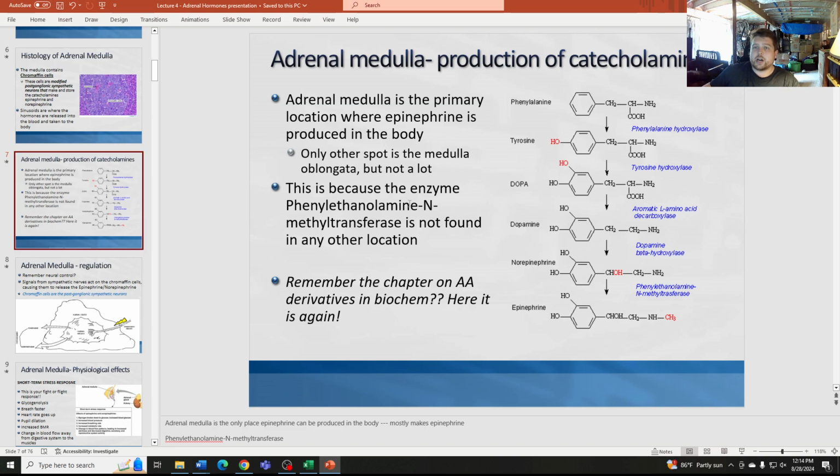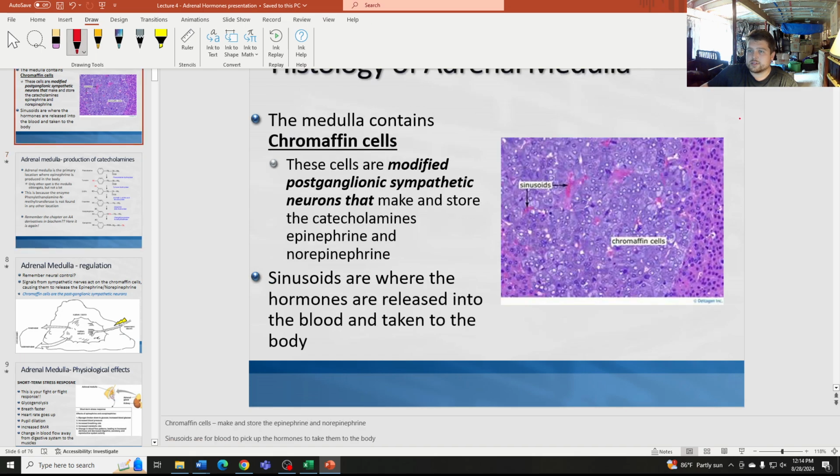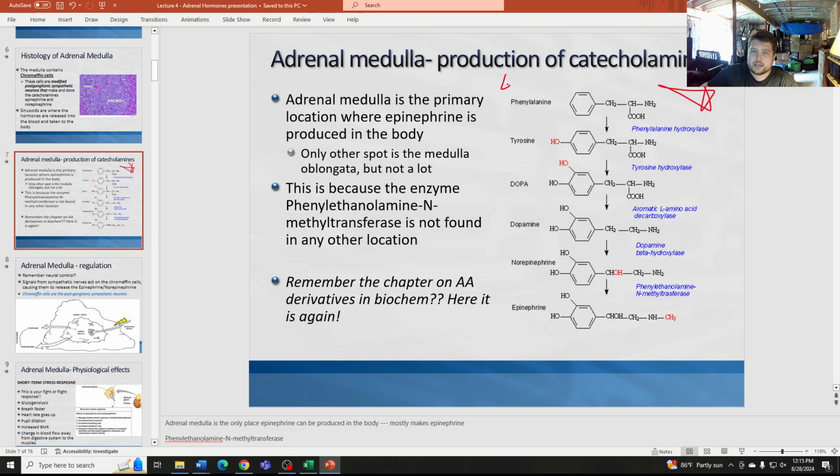Looking at the production of catecholamines, this is looking back at our biochemistry knowledge. When we look at the amino acid derivatives from biochemistry, here is where we're seeing all of this. Our phenylalanine, our tyrosine, and this whole cascade, going from phenylalanine to tyrosine to dopa to dopamine. This should typically be L-dopa, dopamine, norepinephrine, and then finally epinephrine. This pathway right here is super, super important. It is always popping up on board exams, so we want to remember this pathway.